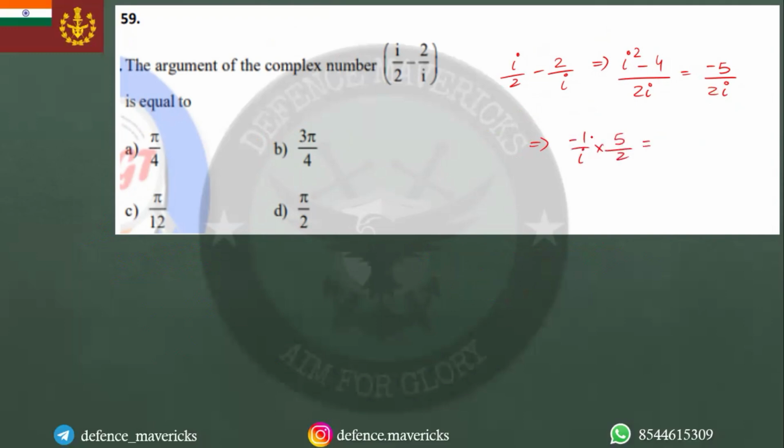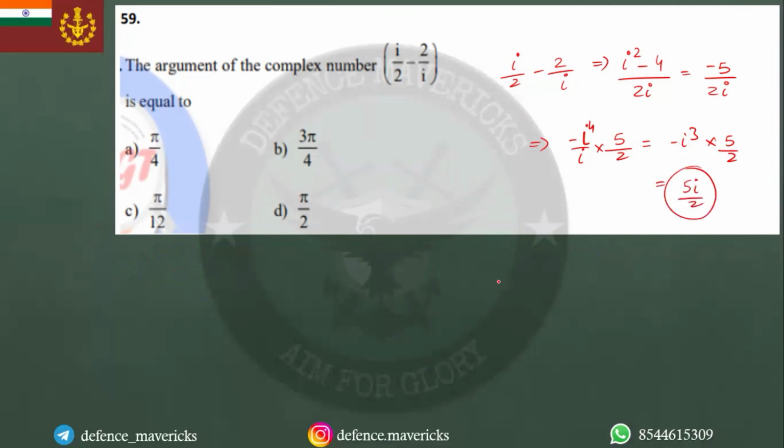Why am I doing this? Because you can write 1 as i power 4. Okay, so i power 4 by i is i cube. This will become minus i cube into 5 by 2. i cube itself is minus i. So this will become minus of minus i, which is 5i by 2.